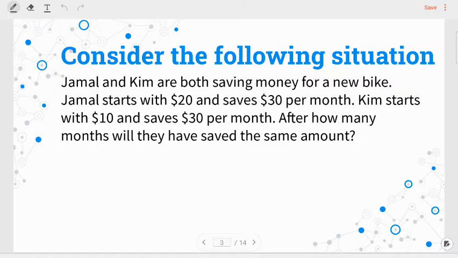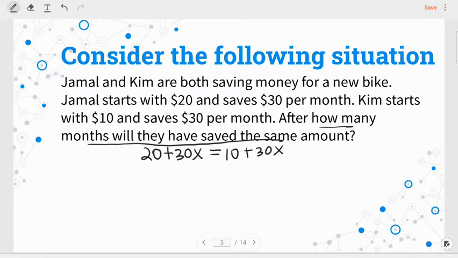I really want you to look carefully and consider this following situation. Jamal and Kim are both saving money for a new bike. Jamal starts with $20 and saves $30 per month. So I'm going to start my equation by writing it as I read it. Kim, okay, we want to know after how many months will they have saved the same amount. We want to know when they're equal. So equals Kim starts with $10 and saves $30 a month.